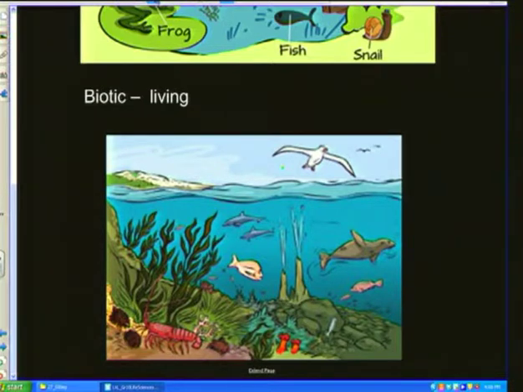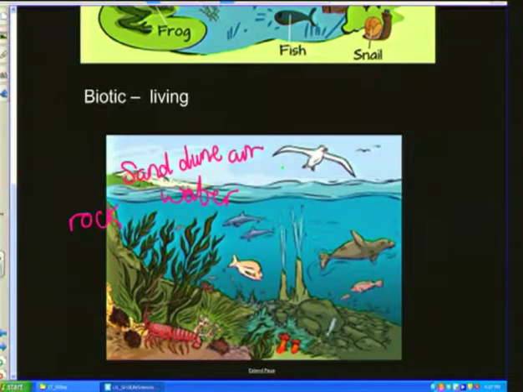But what else do we have? Abiotic. Again, we've got water. We've got air. In this one, you can see there's a sand dune, which, if you want to think of it in another way, you can think of as soil. Down here, it looks like we have rocks. Okay, I think that pretty much covers it. So hopefully you've got the picture.